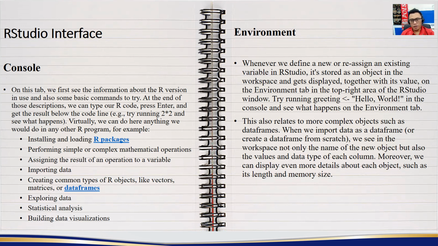Now, this also relates to more complex objects such as data frames. You can do that also in the environment. In the environment, it is automatically being displayed there. Anything that you do in the console or even in the source pane, when you run it, automatically has an effect in the environment. In other words, the environment basically shows you the history and the things that are going on in your source code.